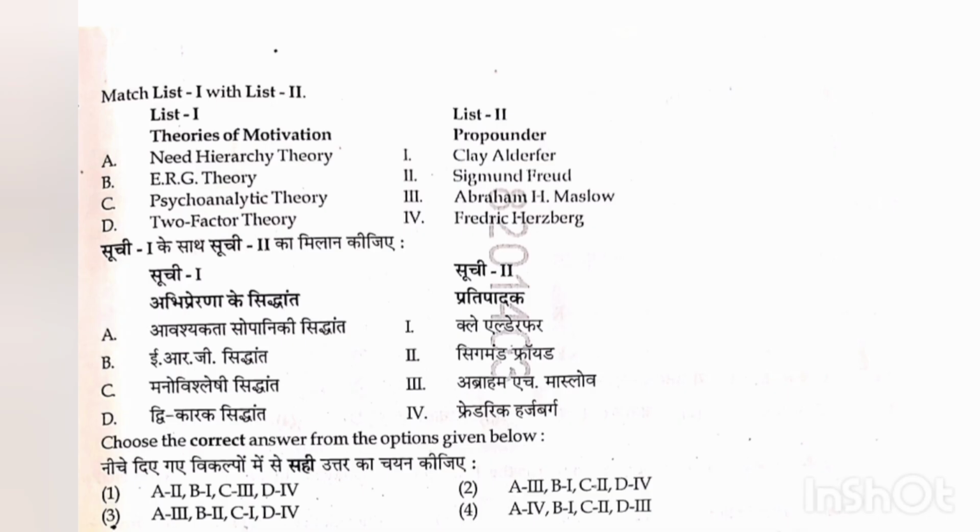Next question. Here the theories of motivation are given, and list 2 is about proponents. Here the answer is option number 3, whereas need hierarchy theory is related with Abraham H. Maslow. ERG theory related with Sigmund Freud, and so on. So here the answer is option number 3.